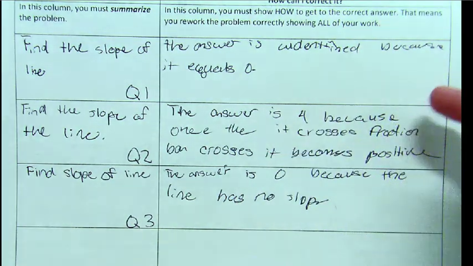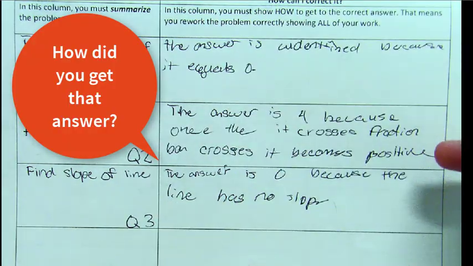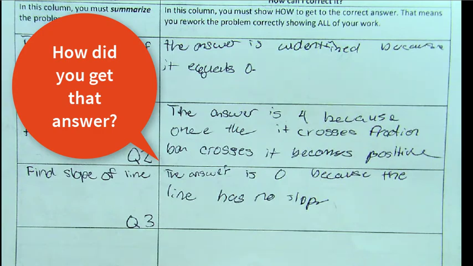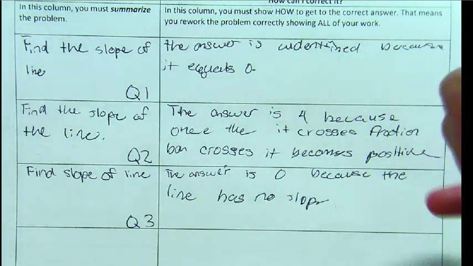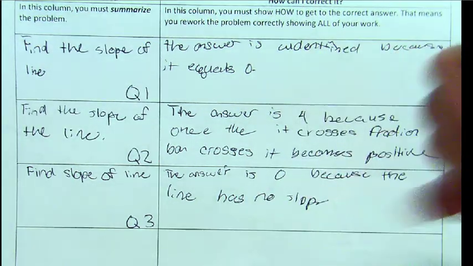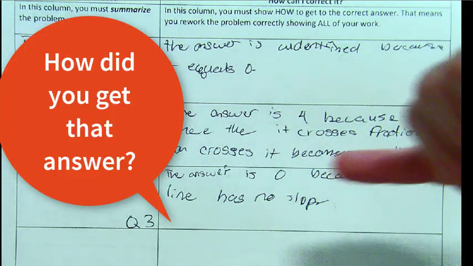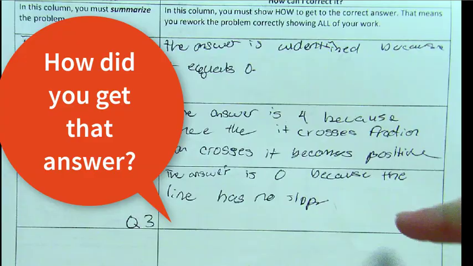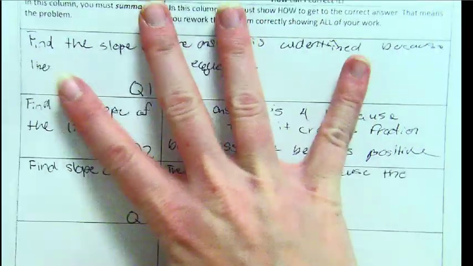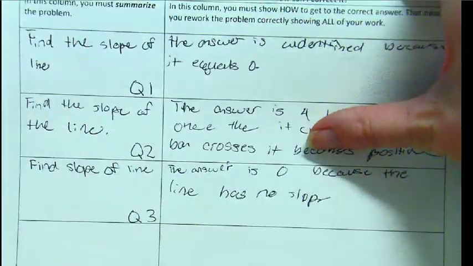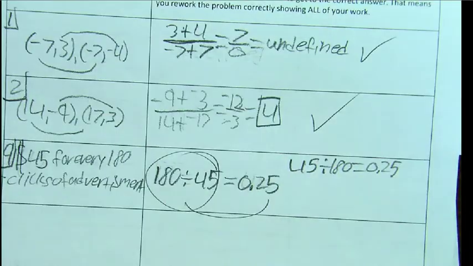Here, the answer is 4. How did you get that answer? What was the problem and how did you get that answer? How? The work, the steps. Same thing here. I need to see the work that you did to get from here's the problem, there's the answer. So this is not going to work for me. I'm going to hand it back to you and say, I want to see the steps.